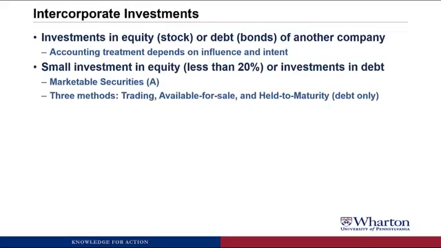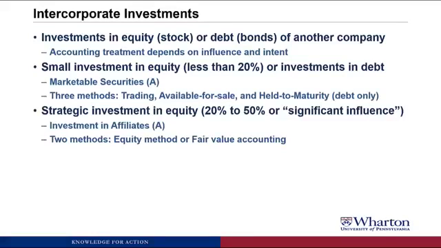So for small investments in equity, where you buy less than 20% of another company's shares, that's considered a situation where you wouldn't have a lot of influence over the other company. Or for all investments in debt securities, obviously there's no percent ownership with debt, you're just buying amounts of bonds on the market. We're going to call these assets marketable securities, and there are three methods that we're going to look at: trading securities, available for sale, and held to maturity, with the latter only being used for debt investments, whereas the first two could be used for equity or debt.